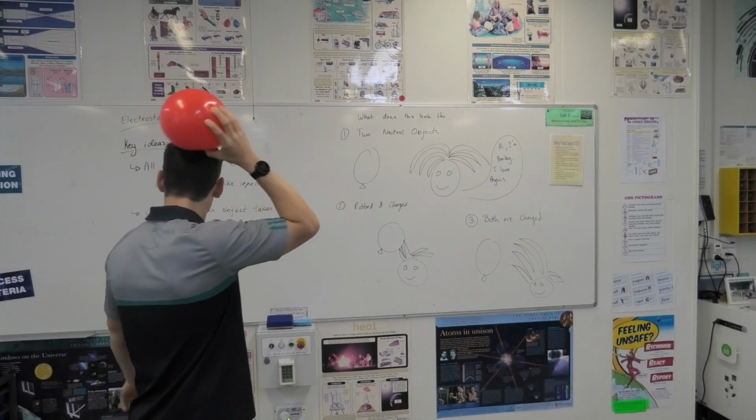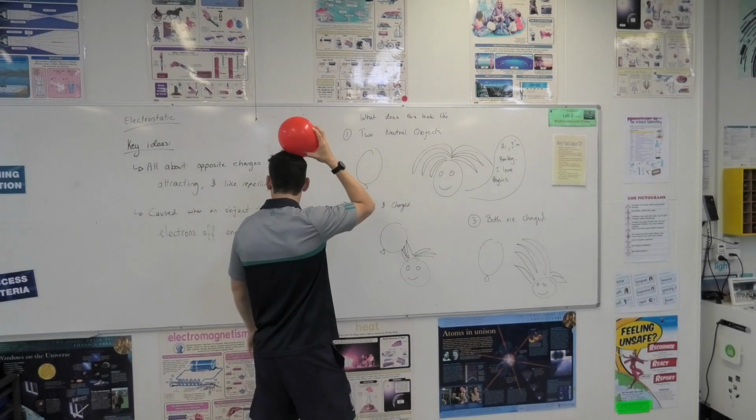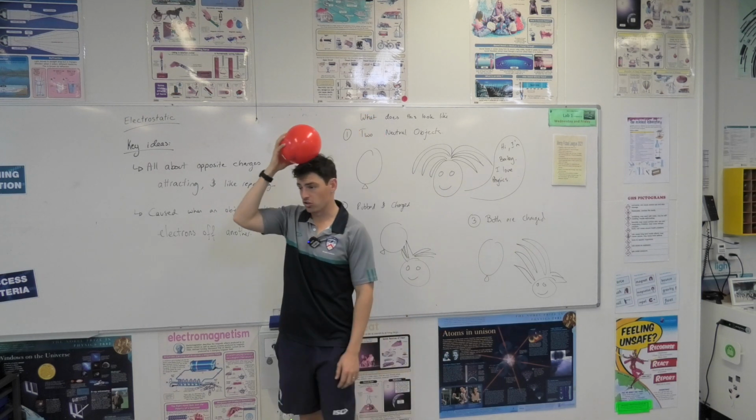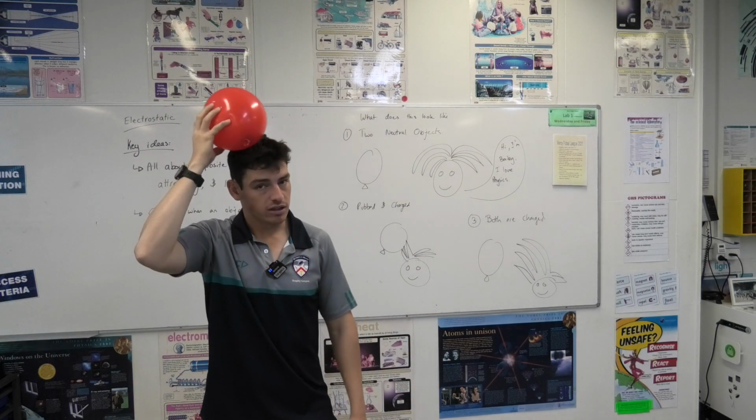So we're going to go through this example. Key idea is electrostatic charge is all about the fact that opposite charges attract and like charges repel. We're going to go through one of the oldest examples in the book.